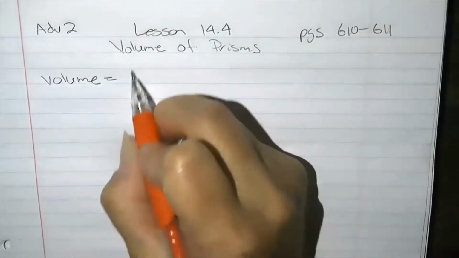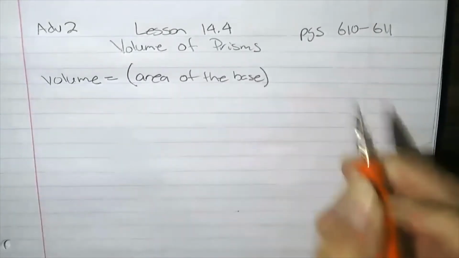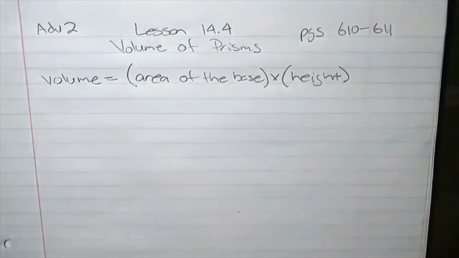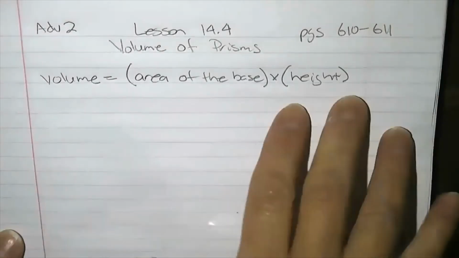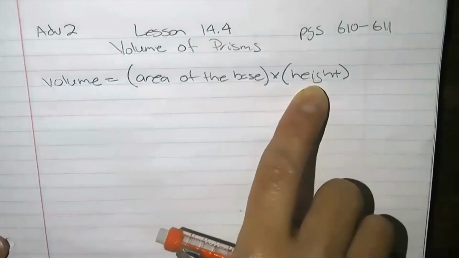Volume is equal to the area of the base times the height. And there's not one formula for this because the bases can be different shapes. We can have a rectangular base, a triangular base, a pentagon base, a hexagon base. And the formula for finding the area of those is all different. So we don't have a single formula for volume. It's just the area of the base times the height.